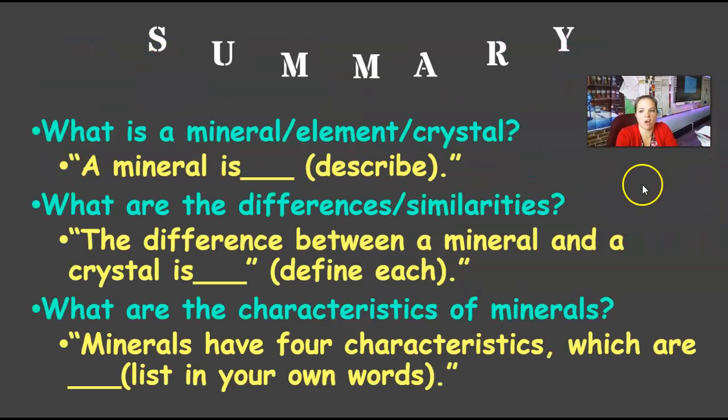All right, here's our summary all the way at the bottom, 3 to 5 sentences, and this does give it to you. So a mineral is, I would suggest, give the 5 characteristics. What are the differences and similarities? So the difference between a mineral and a crystal is what? So define each. A mineral is this, and a crystal is this. What are the characteristics of minerals? Minerals have 5, please fix that, 5 characteristics, which are blank. Use your own words. All right, so that's it.